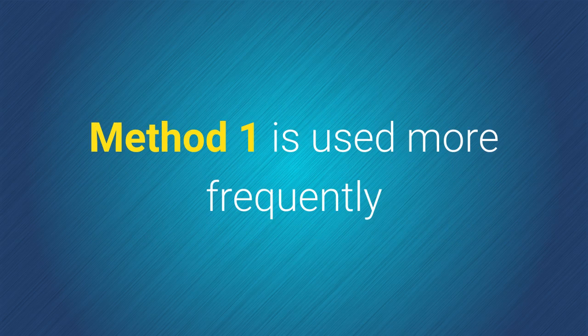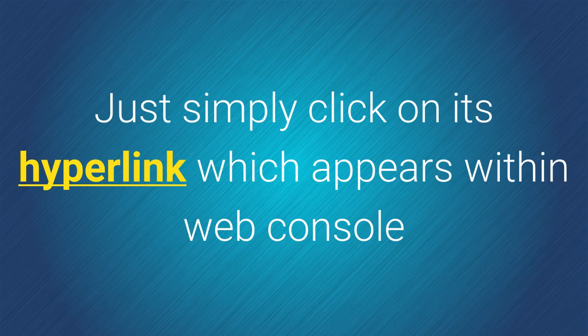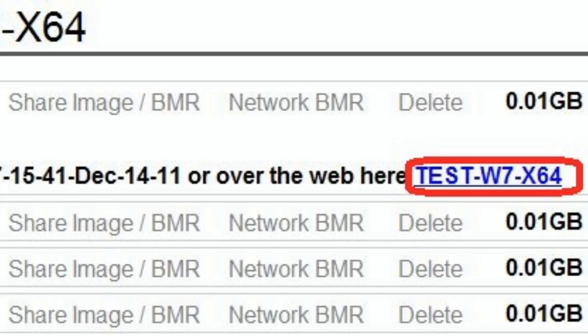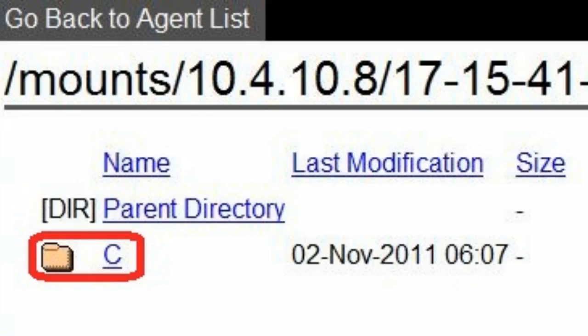Method 1 is used more frequently. Just click on the hyperlink which appears within the web console. This is great for tasks such as manual backup, integrity verification testing, or performing restoration of a single file. Check out the example. Here's a view of a mounted recovery point accessed from Firefox.